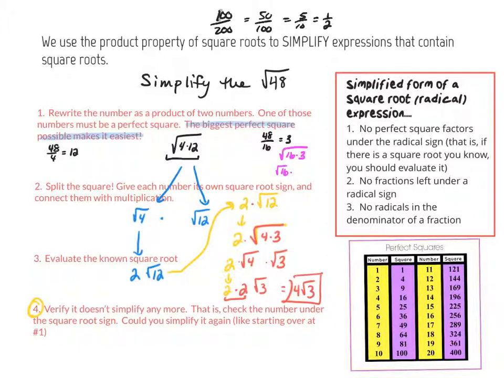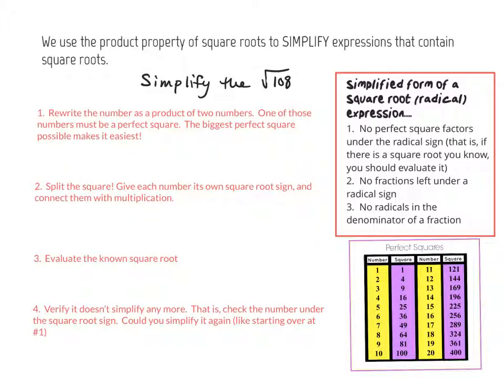So I could give the 16 its own square root and the 3 its own square root, which brings me down to 4 root 3. So looking for the biggest perfect square will make less steps, and it might be easier for you. So let's do another example. We need to simplify the square root of 108.